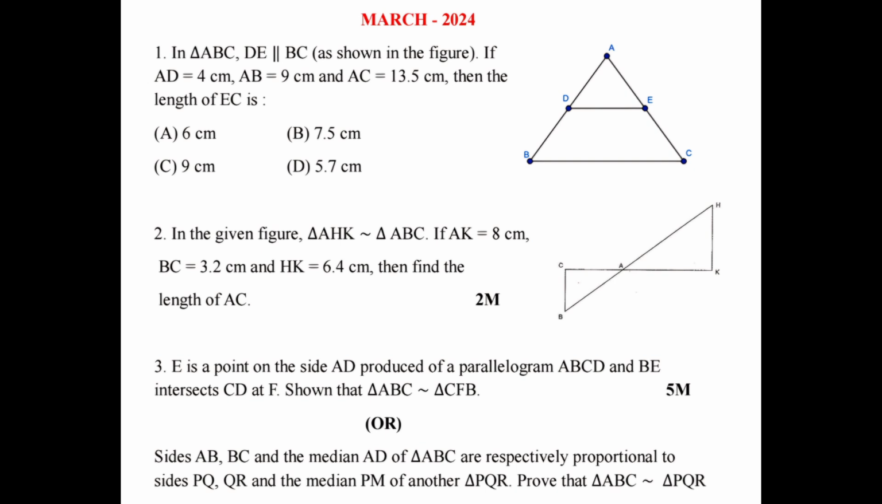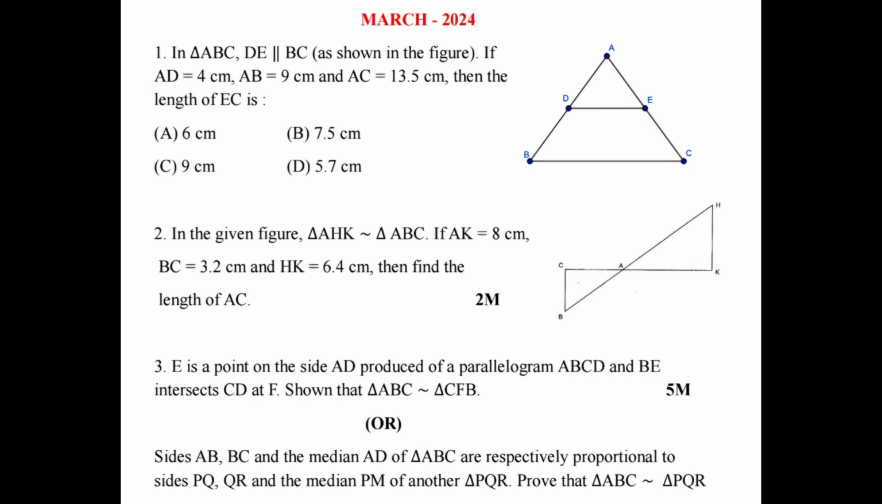So the ratio, EC is required. EC required is nothing but you can take BD by AB is equal to EC by AC. So 5 by 9 is equal to required EC by 13.5. You will get 7.5 centimeters as the answer.